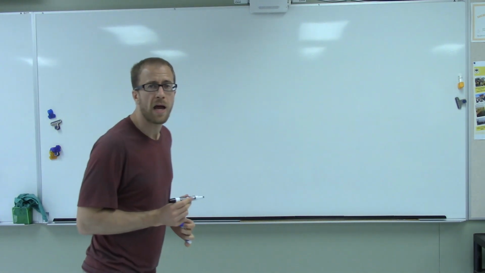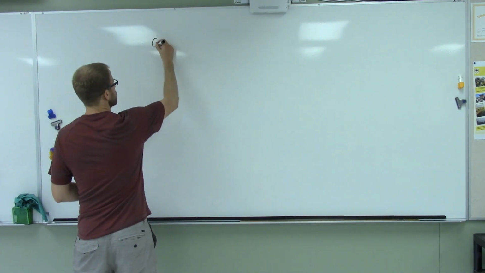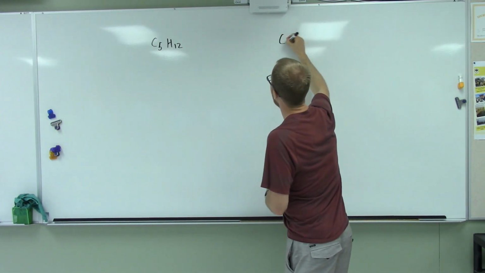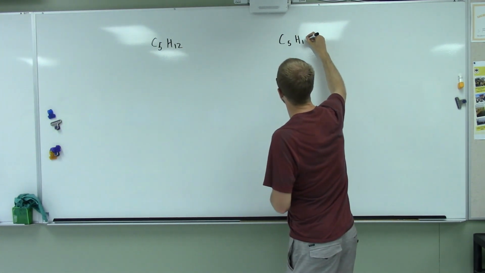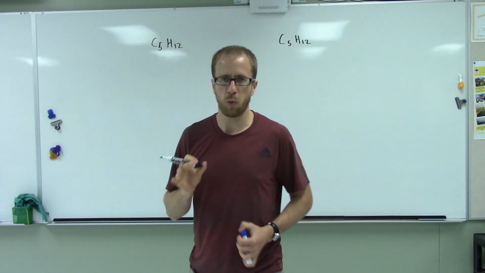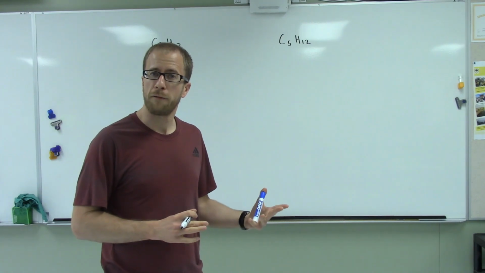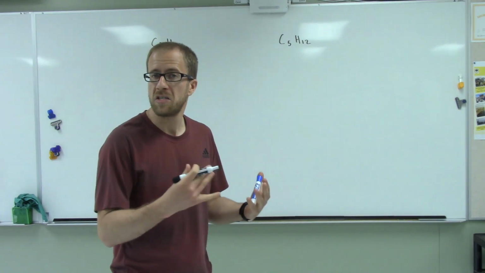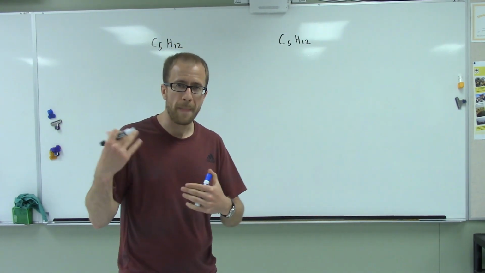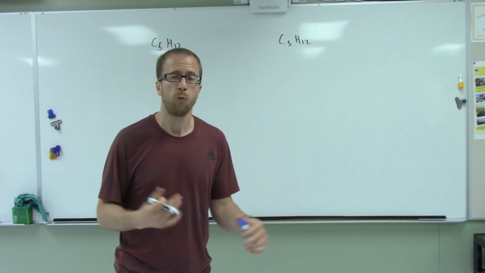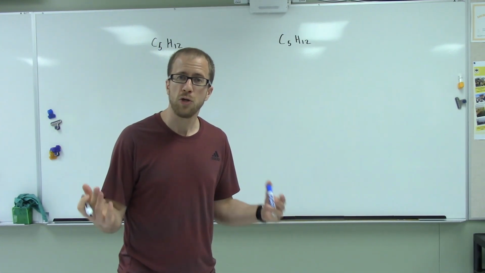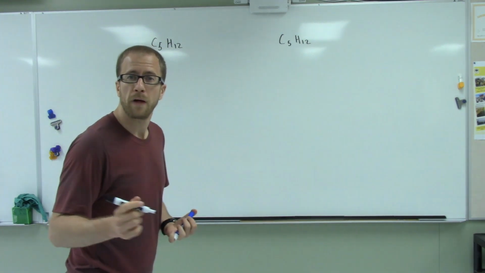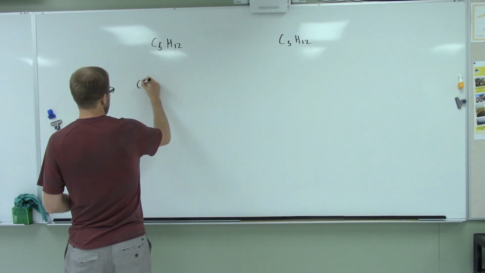So let's say that you have two molecules, and both these molecules have the molecular formula C5H12. If they both have the same molecular formula, C5H12, can you say that they are exactly the same? Can you say that they have the same melting points, the same boiling points, the same reactivities? Is that something you can say with 100% certainty? The answer is no, because we could draw these very differently, right?